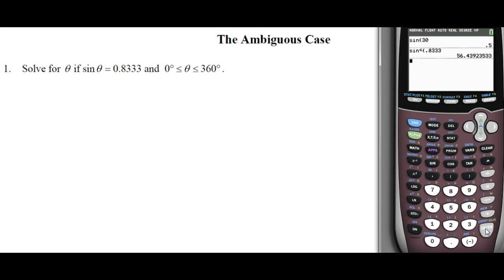So if that were negative 0.8333, I would still be doing it on positive 0.8333, right? So we want to get the reference angle. So theta ref, to 1 decimal, is 56.4 degrees.